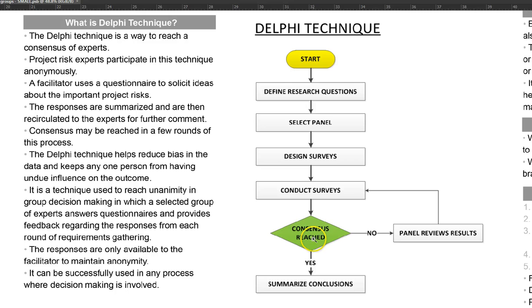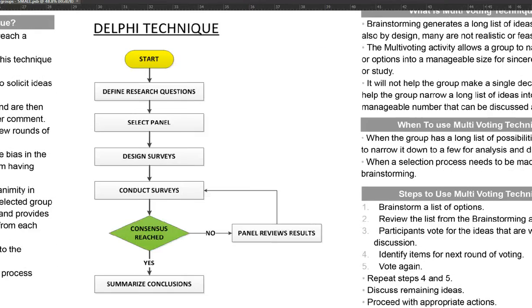If it is not reached, then they will review the results and again conduct surveys and keep going in circles till the consensus is reached. So as I said before, the Delphi technique is a consensus building technique. It is a decision making technique which is very helpful, and it can be helpful in any of the processes or any of the domains. Now let's go to the next one.